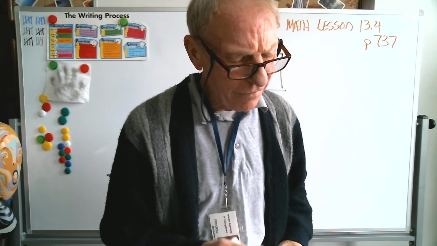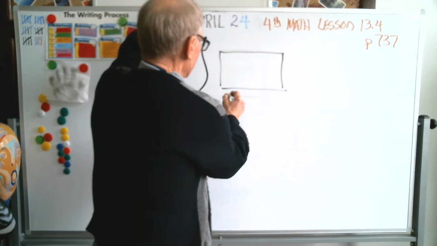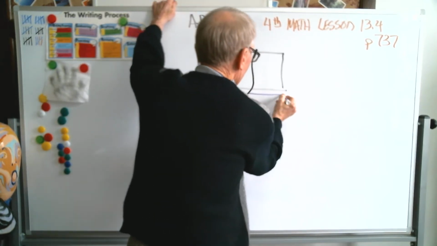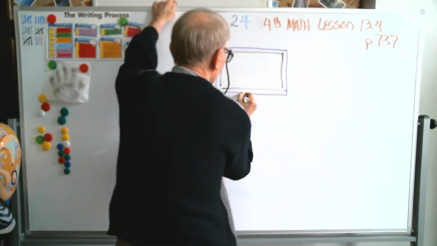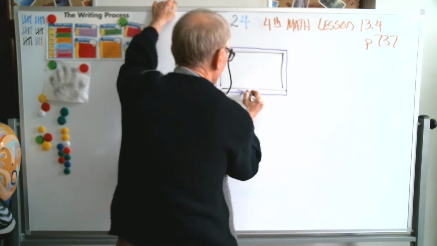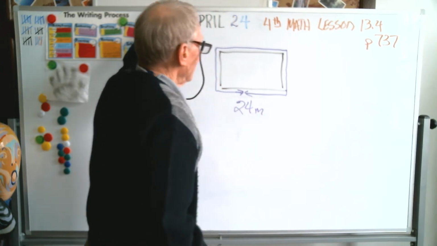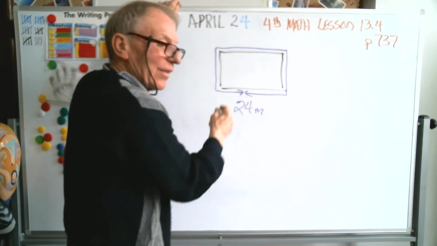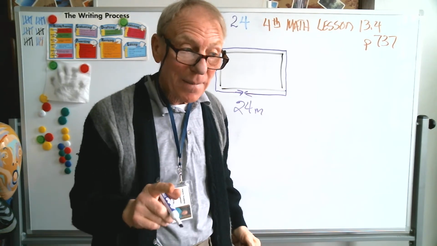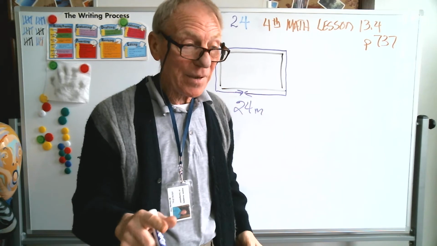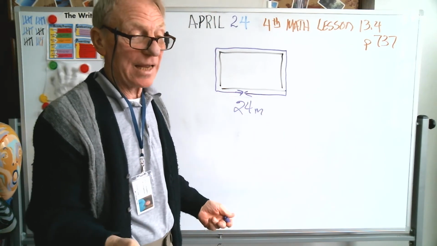He will use 24 meters of fencing. So he's saying that a fence around this is going to be 24 meters. Now, when something goes around the outside of a shape or an object, that's called the perimeter. Remember perimeter? Perimeter is the sum of all the sides. That means you add all 4 sides together.